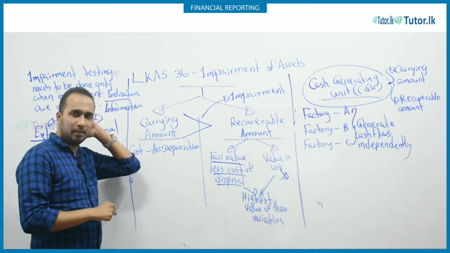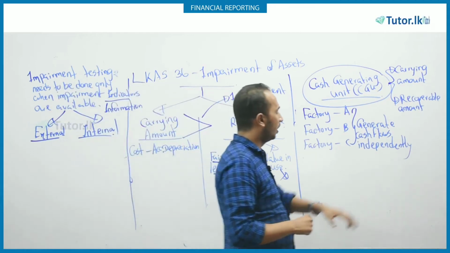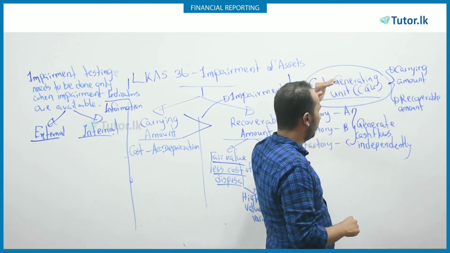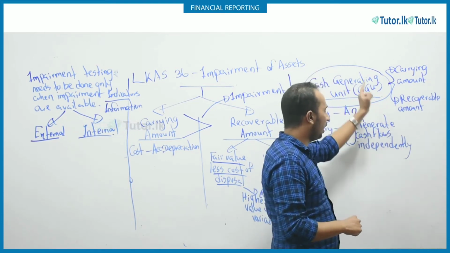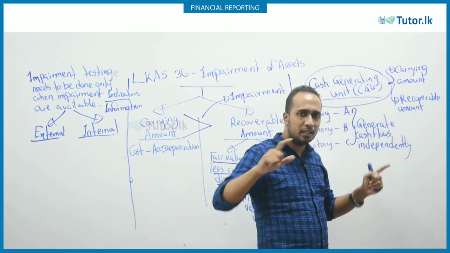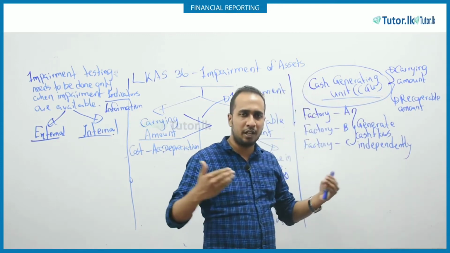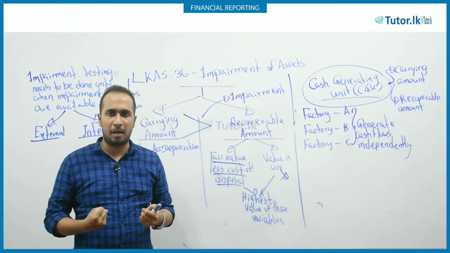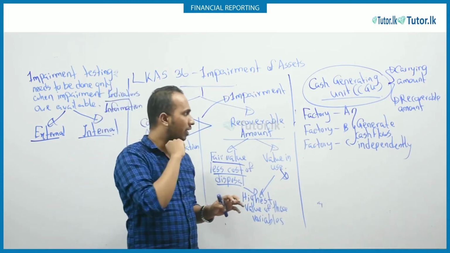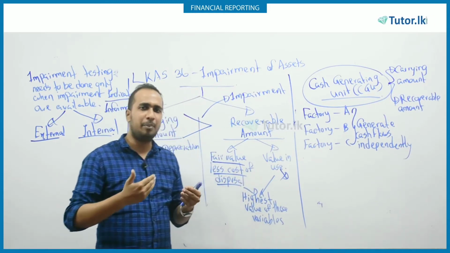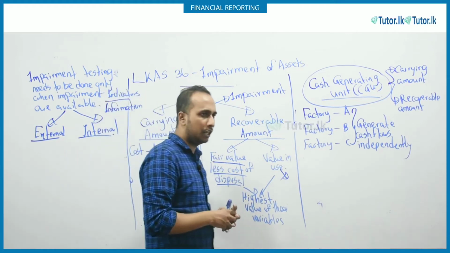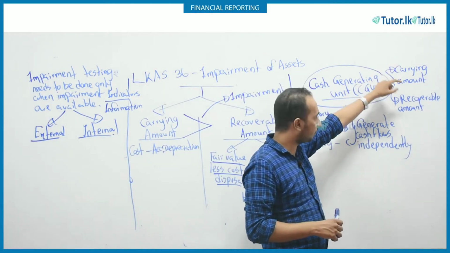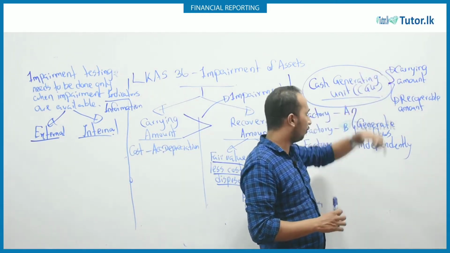So what does this mean? We are taking all the carrying amounts of the assets under this cash generating unit, and we are estimating the recoverable amount for the cash generating unit as a whole, and we are comparing them. If there is an impairment loss, we are recognizing the impairment loss. At your level you just need to have this understanding, and the computation is very straightforward. You have to compare the carrying amount with the recoverable amount.